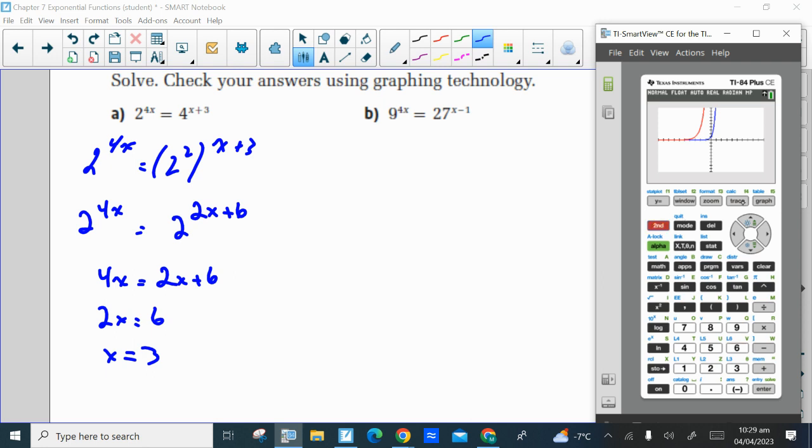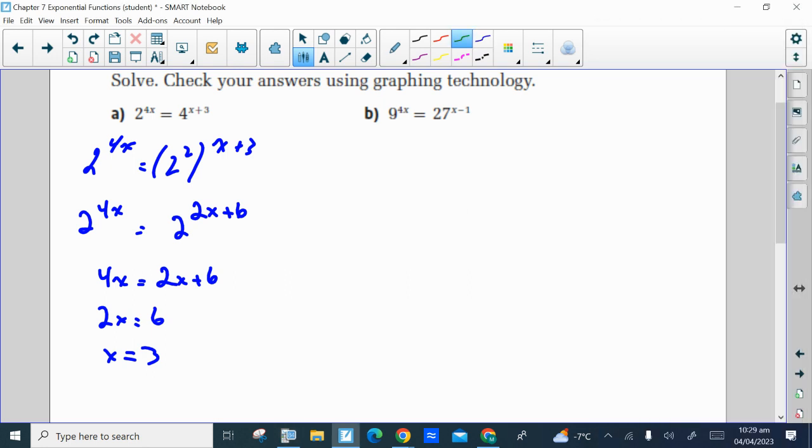And if we try to find our point of intersection, second function trace, number 5 for intersect, enter, enter, enter. Even though we can't see it, it still gives it to us and confirms that our answer is x equals 3. So you don't have to change the window if you're looking for the x value.